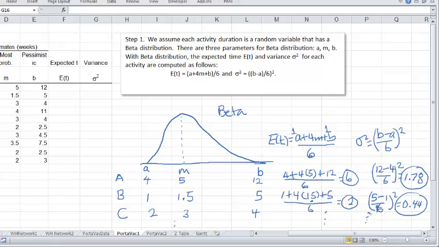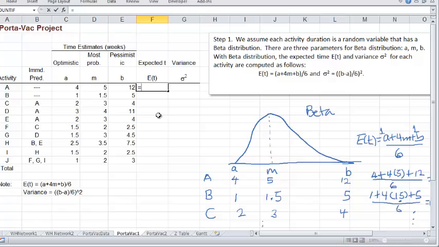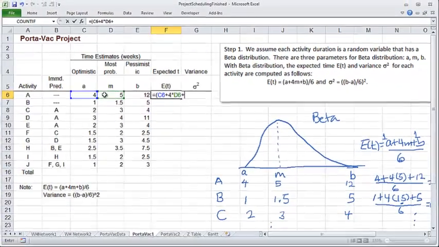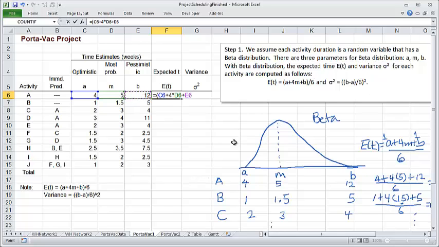Now, even though that was really fun, it could be tedious to do this calculation for all these activities. So now let's just use Excel to fill in the two columns. Here's a formula: A plus 4 times 5 plus 12, following this formula here, and then close, divide by 6. For the variance, we will have two parentheses, 12 minus 4, and then divide that by 6, and then square the whole thing.